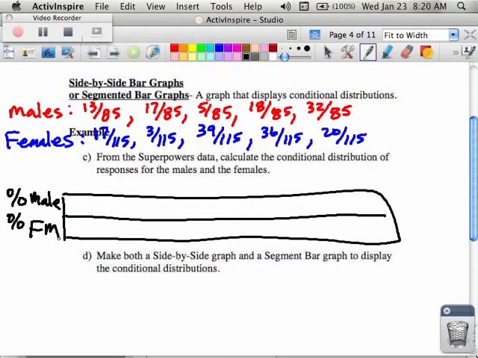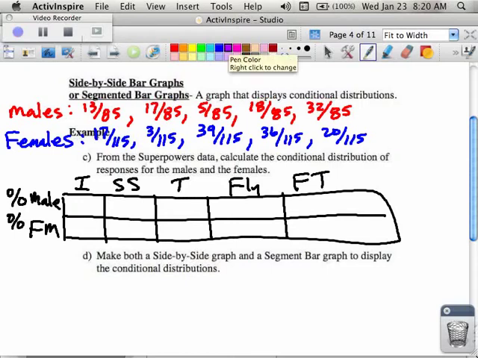So the superpowers were invisibility, super strength, telepathy, flying, and freeze time. And then in each of these categories, you would put the percentages of those. So up above, we have the ratios or the fractions. But inside of here, we're going to put down the actual percentages. So for like the males, it would be 15%, 20%, 6%, 21%, and 38%, for, of course, a grand total of 100%.